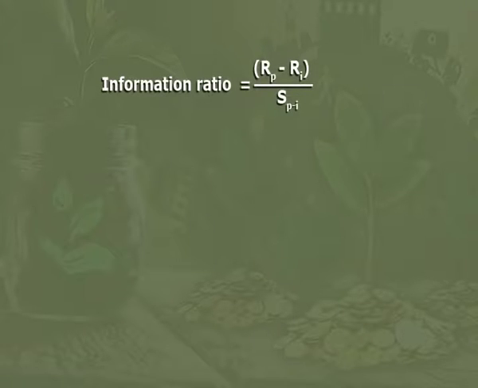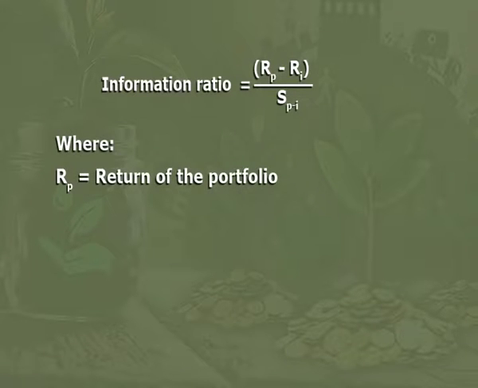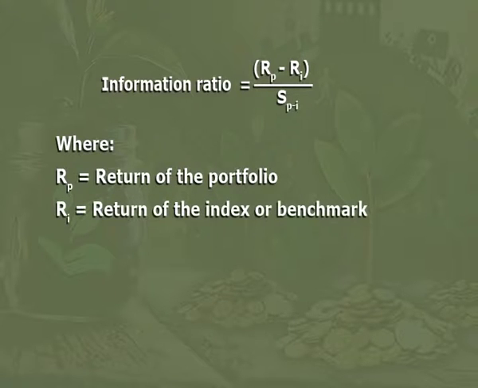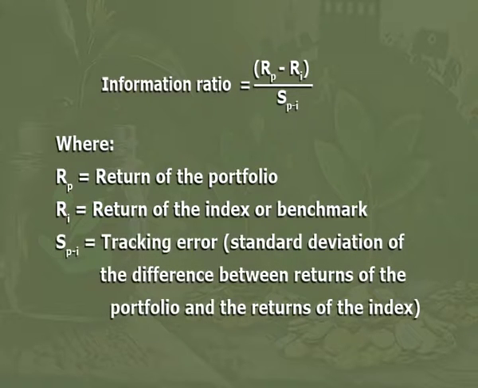The formula for the same is information ratio is equal to Rp minus Ri divided by Sp minus I, where Rp is return of the portfolio, Ri is return of the index or the benchmark, Sp minus I is equal to tracking error. Tracking error means standard deviation of the difference between returns of the portfolio and returns of the index.